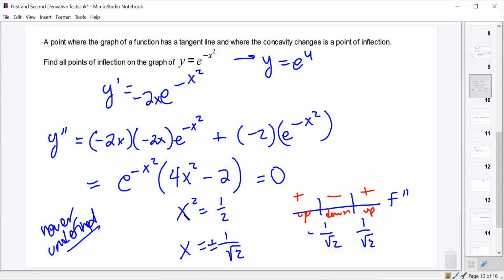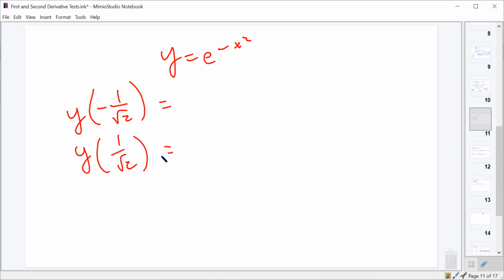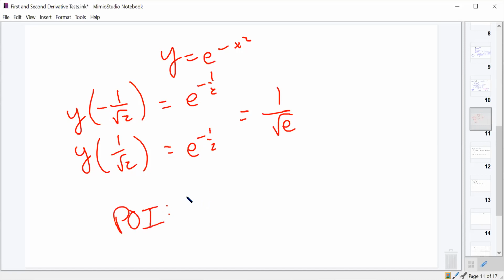And so we will figure out what is the value of y at each of those. So we had y equals e to the negative x squared, and we want to know what is y of negative 1 over root 2, and what is y of 1 over root 2 to find the actual points. So plug it in. First off, if we square negative 1 over root 2 and 1 over root 2, we should get the same thing. Should get a half for both of those. So both of them just equal e to the negative 1/2, or 1 over e to the 1/2, or 1 over root e. Everybody good there? Yep. And our points of inflection then are negative 1 over root 2, comma 1 over root e, and 1 over root 2, comma 1 over root e.